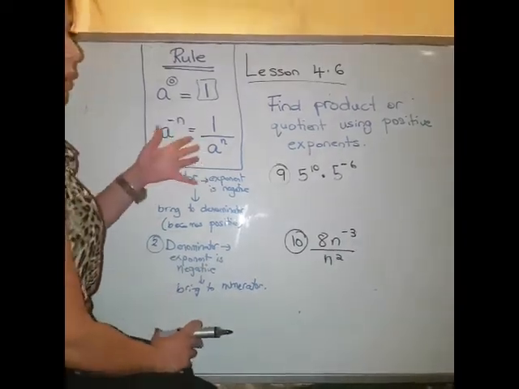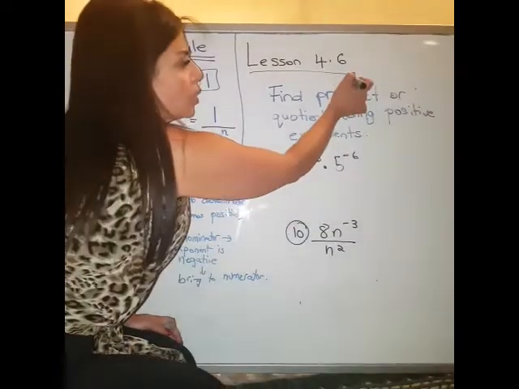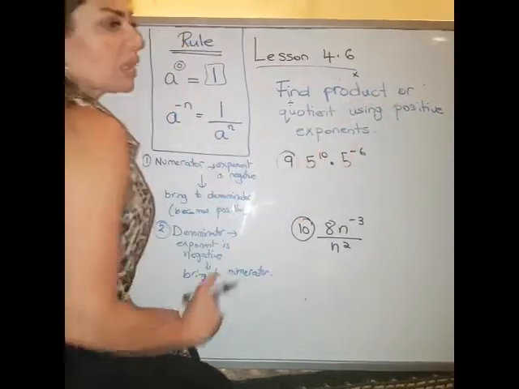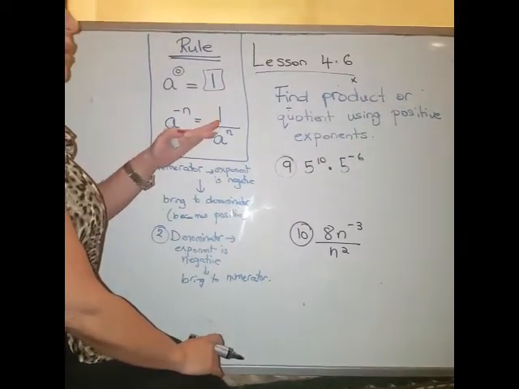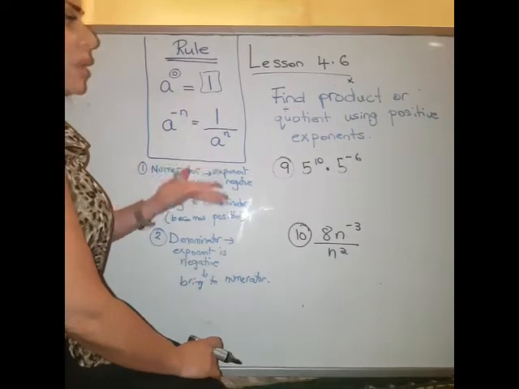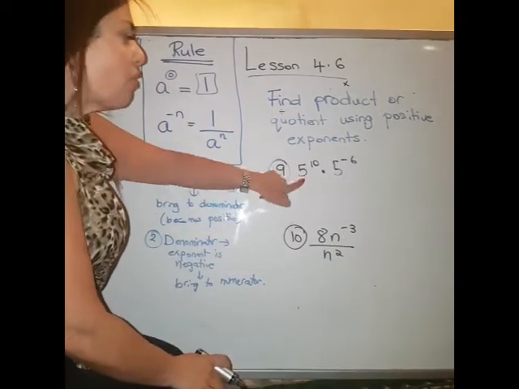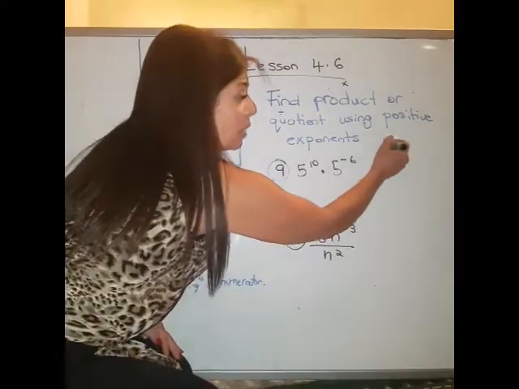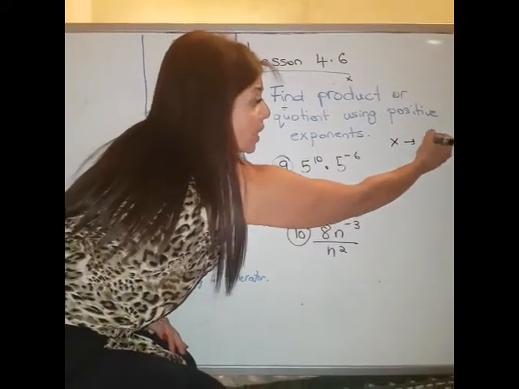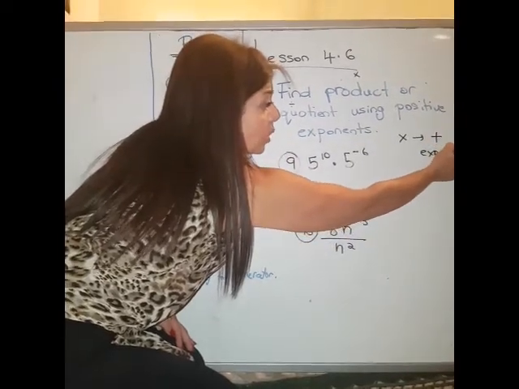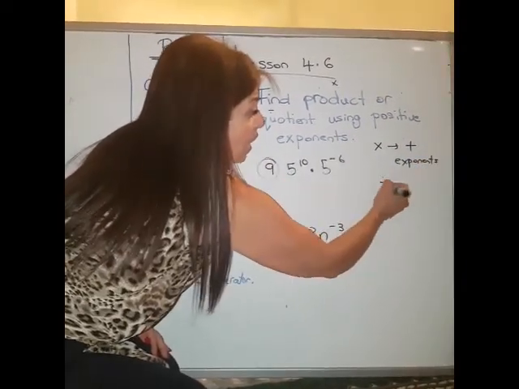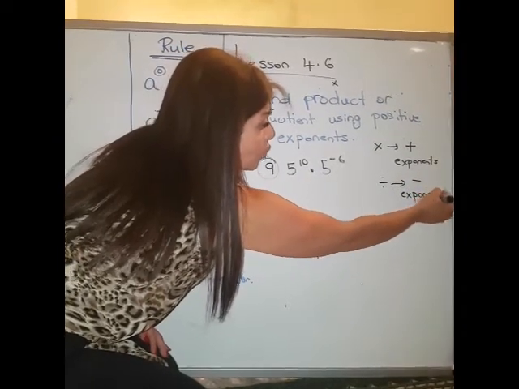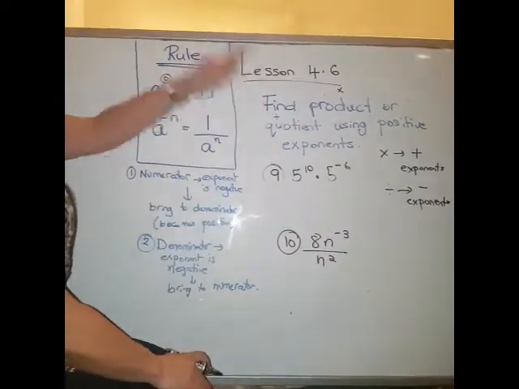The third type of question is, find the product, which is multiply, or the quotient, which is divide, using only positive exponents. Again, I'm only going to be using positive exponents here. I have to find an answer. I cannot leave, like number 9, 5 to the power of 10 times 5^-6. When we multiply, what do we do to exponents? We add exponents if they're similar. And when we divide, what do we do? We subtract exponents. So this rule in lesson 4.5 is with lesson 4.6.